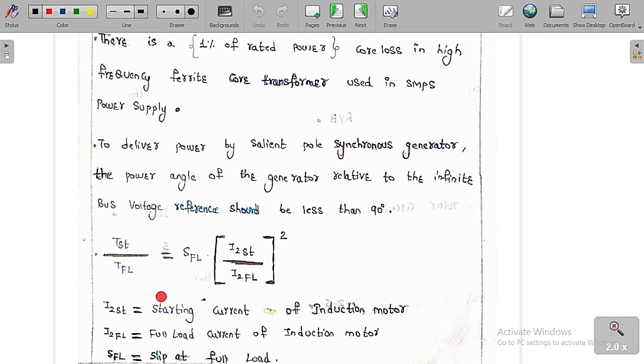These are the formulas that you always have to remember. The ratio of the starting torque to full load torque is equal to the starting current by full load current whole square into slip at full load by slip at starting. The slip at starting is equal to 1, so you get SFL by 1. This is the formula you always have to remember. TST is the starting torque, TFL is the full load torque, I2ST is the starting current in the induction motor, I2FL is the full load current in the induction motor, and SFL means the slip at full load.